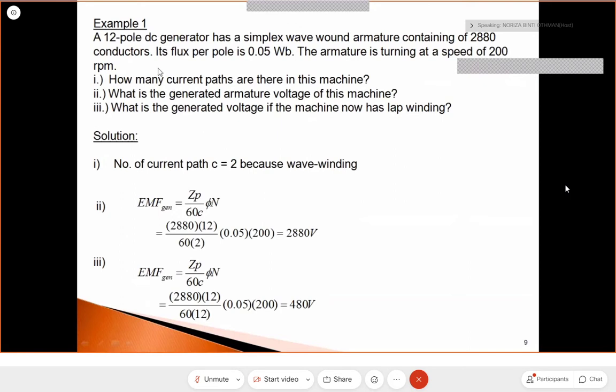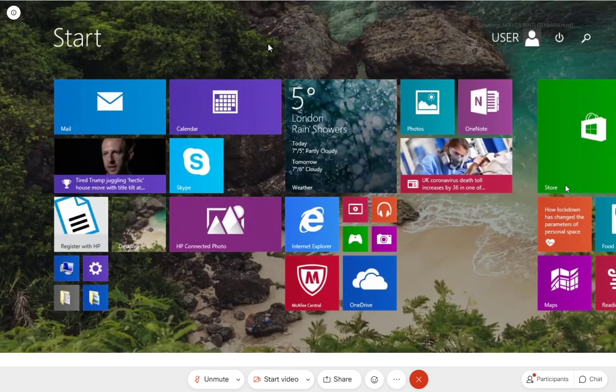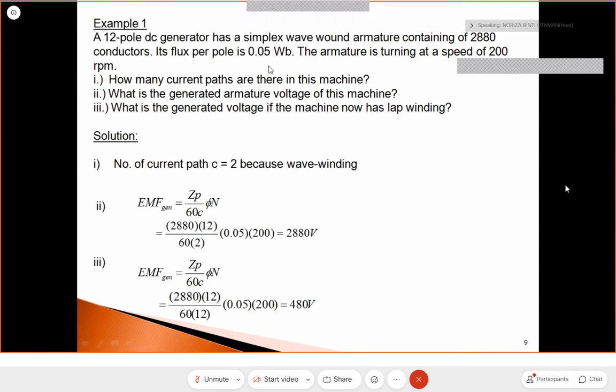So kalau tengok, you baca soalan ni, poles dia ada 12, okay, has a simplex wave wound. So the type of winding dia adalah wave. So C dia equal to 2 lah, okay. So C equal to 2 because of wave winding. And then 2880 ni is the number of conductors, Z. And then the flux dia is 0.05. So speed dia 200 RPM. So just guna formula sahaja.